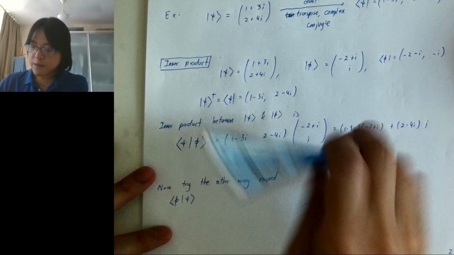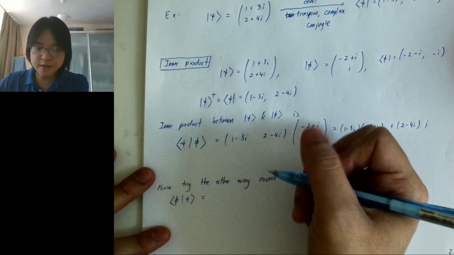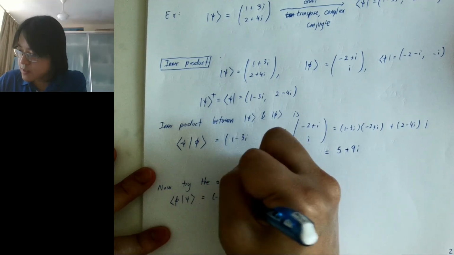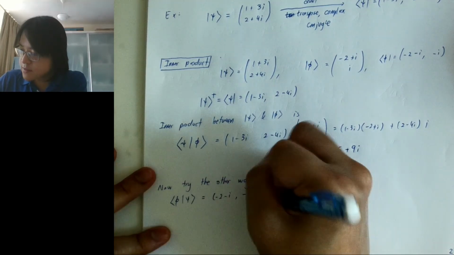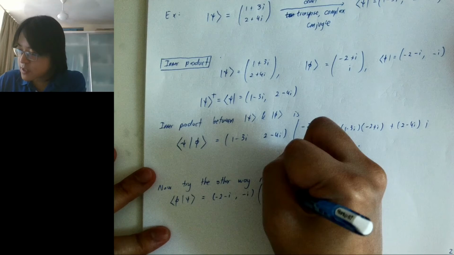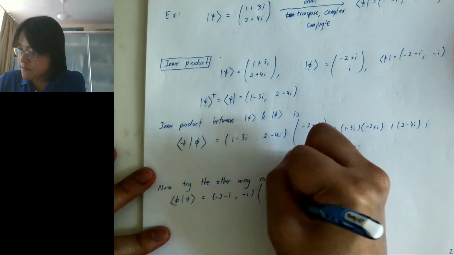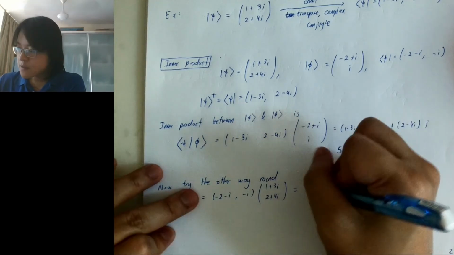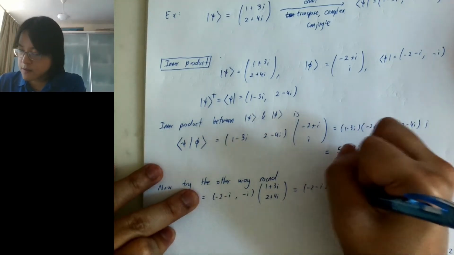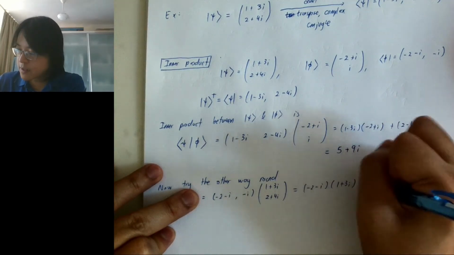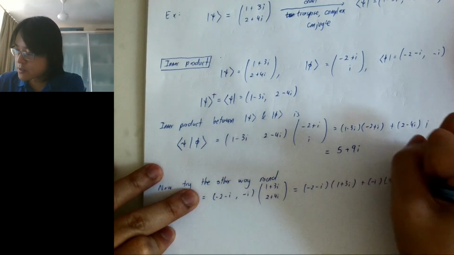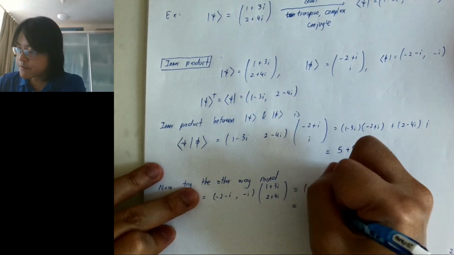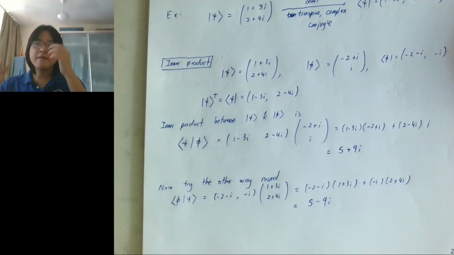So let's see what happens if we multiply the two together. What was it? Minus 2 minus i, minus i, and then the column is 1 plus 3i, 2 plus 4i, right? So row times column: negative 2 negative i, times 1 plus 3i, plus negative i times 2 plus 4i. If you calculate everything out, you're going to get 5 minus 9i if everything works out correctly.